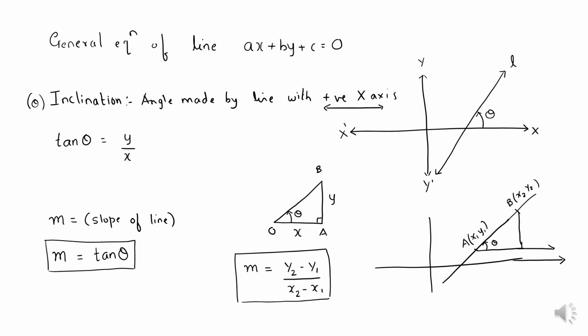So there are two formulas for slope. If the angle is given, m is equal to tan theta, and if any two points on that line are given, slope is the difference in y coordinates upon the difference in x coordinates. Since it is a ratio, slope has no unit. Remember, the most important word here is angle made with positive x-axis.